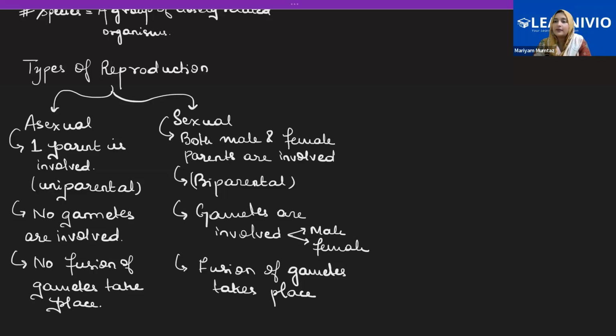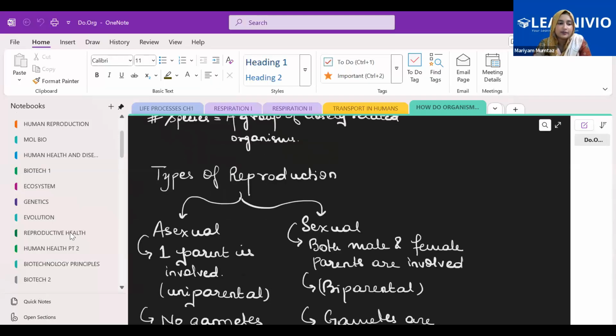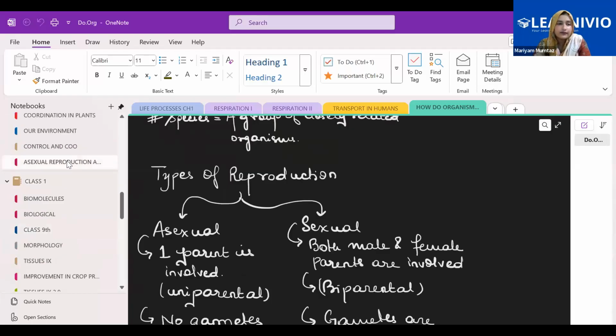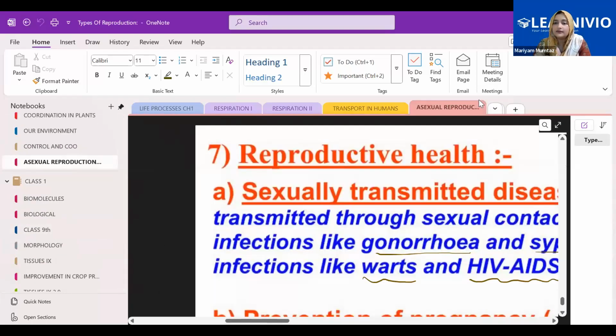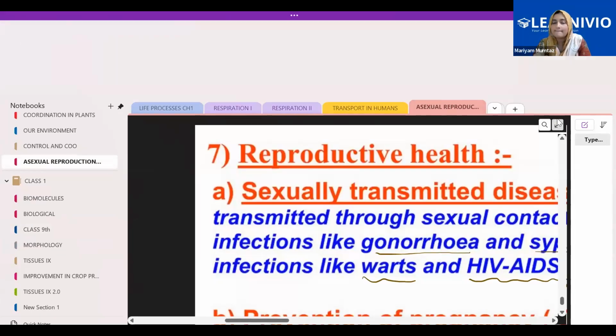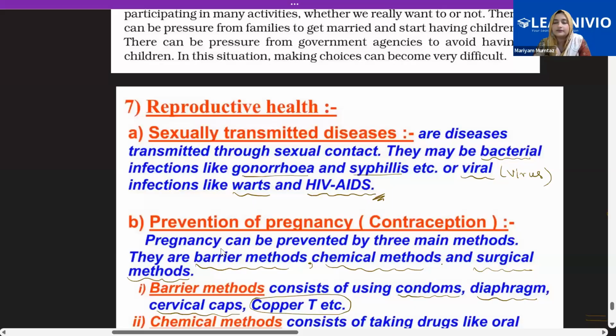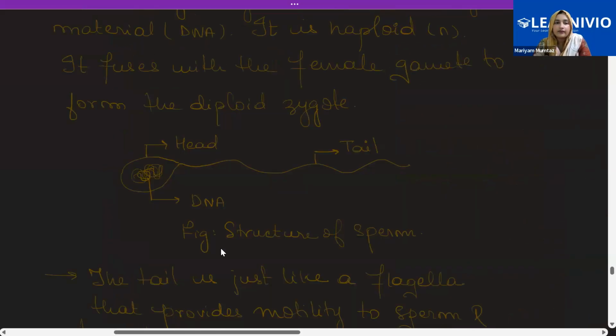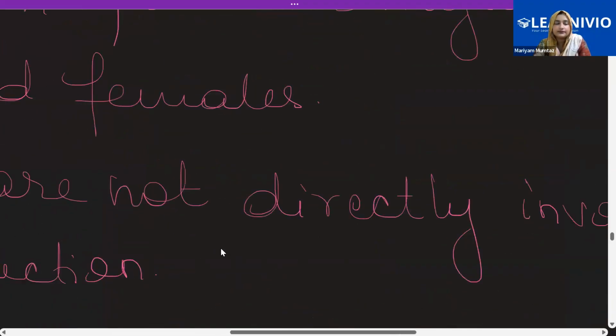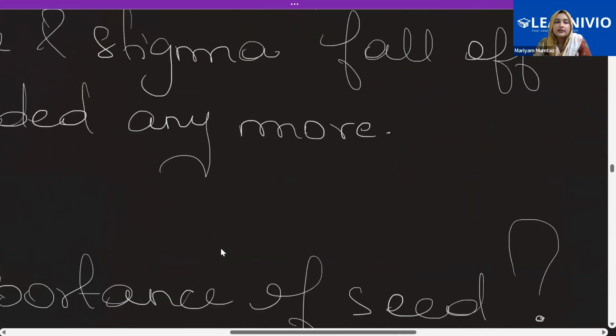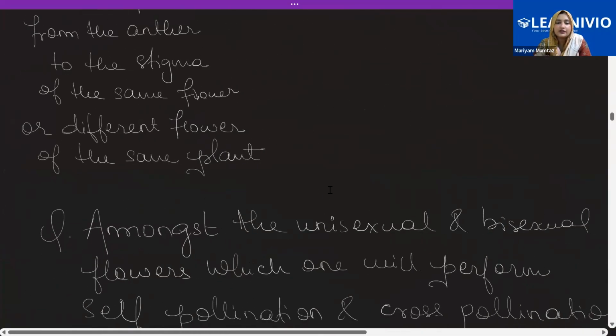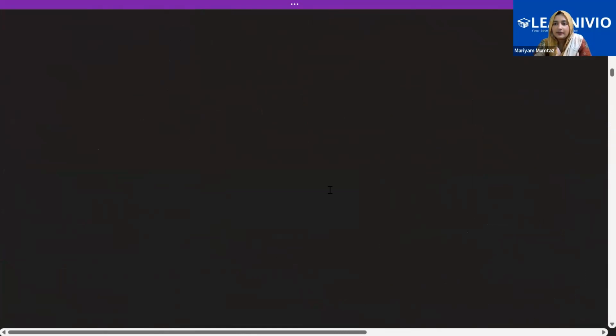So the first kind of reproduction that we will be studying today is asexual reproduction. This much is clear to everyone, right? Clear or not? Yes or no? Okay. Now talking about asexual reproduction, like I told you, asexual reproduction is the one which is uniparental.